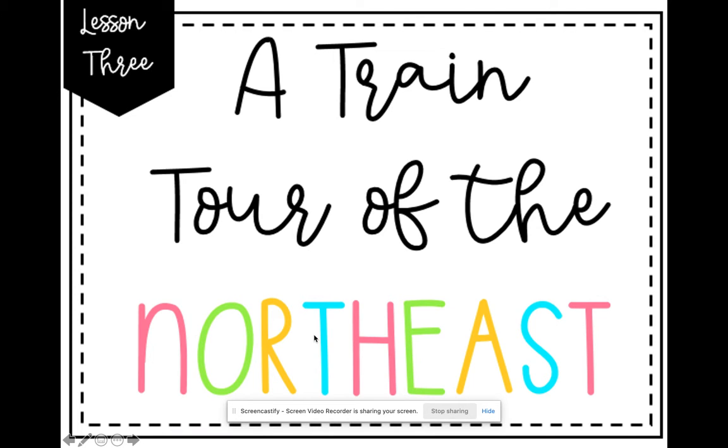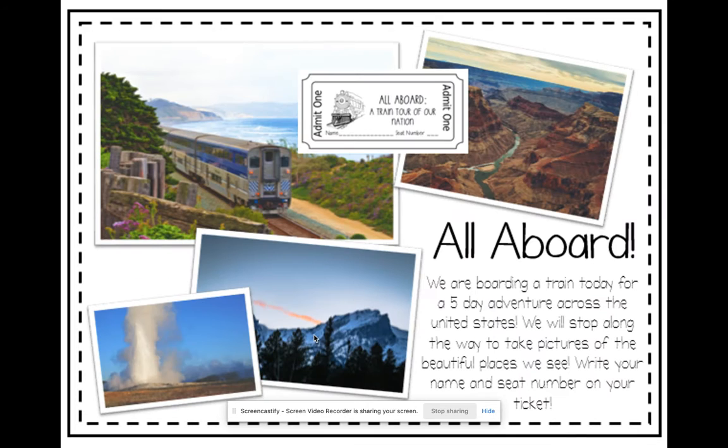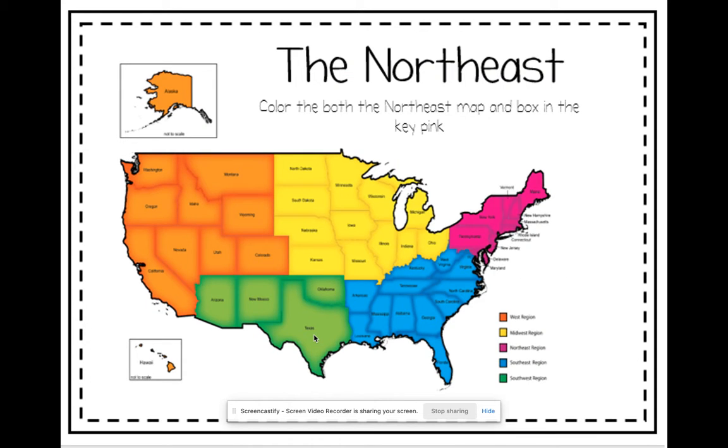Hey, boys and girls. Today, for social studies, we are going to start learning about the 5 different regions of the United States. Today, we're going to focus on the Northeast region. So, for the next 5 days, we're going to talk about the different regions, and we're going to stop and look at pictures of the beautiful places throughout the United States.